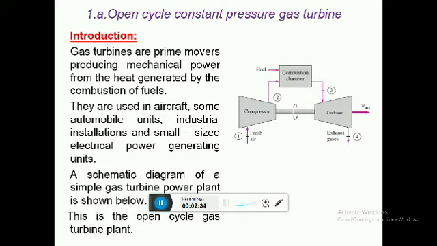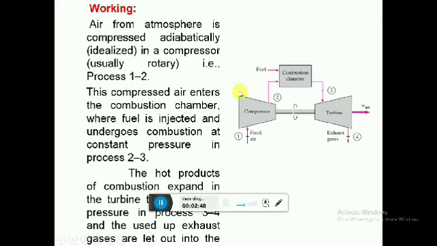In a compressor, the air is compressed at a constant entropy, that is, isentropic compression takes place in the compressor and isentropic expansion takes place in the turbine. You can see here air from the atmosphere is getting compressed, 1 to 2. Fresh air gets compressed at a constant entropy, or we can say adiabatically. Adiabatic means there is no addition of heat. That is, there is neither heat addition nor heat rejection during the process 1 to 2.